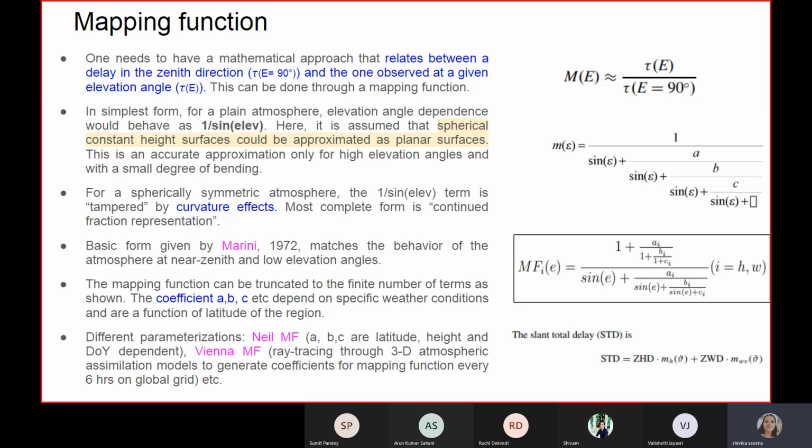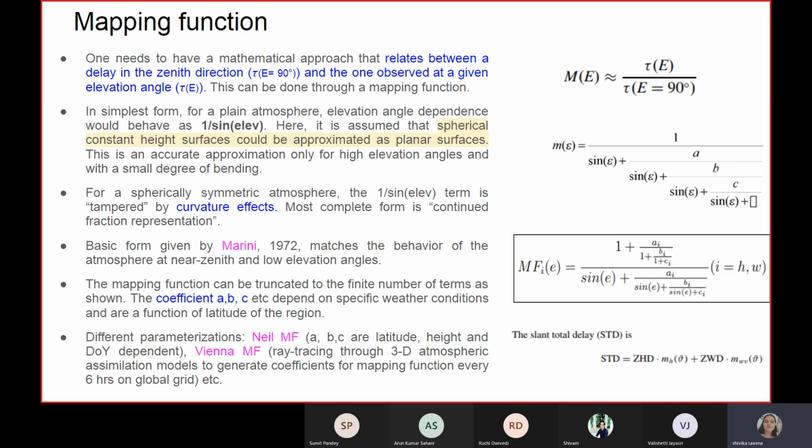The most highly approximated form of the mapping function is the topmost equation. Then the second one is a more accurate approximation. This continued fraction will go on to infinity, so we can truncate this form. We can introduce some coefficients dependent on specific weather conditions, and they are also a function of the latitude of the region. So location information and region-specific weather conditions, these two factors influence the coefficients inside the mapping function. In the third equation, you can see a, b, c. You can also notice the small i that is written, which stands for both types of delay.